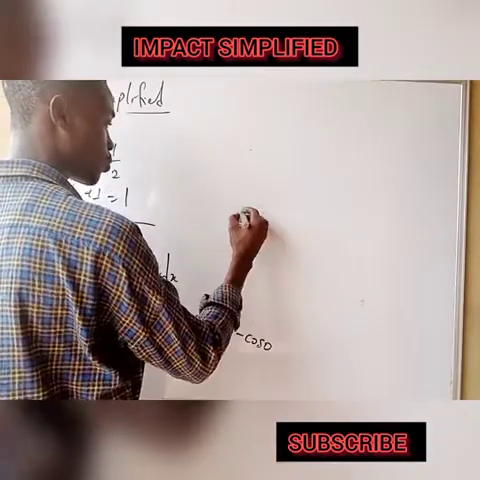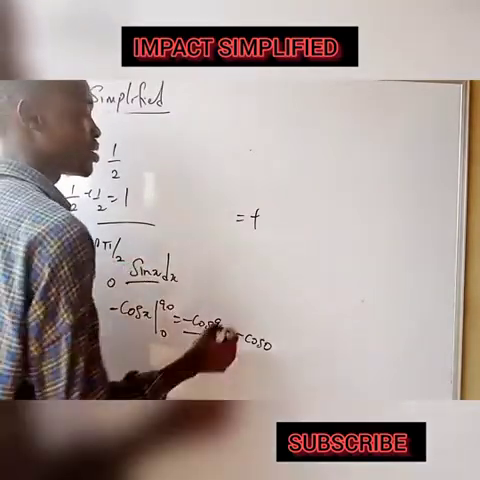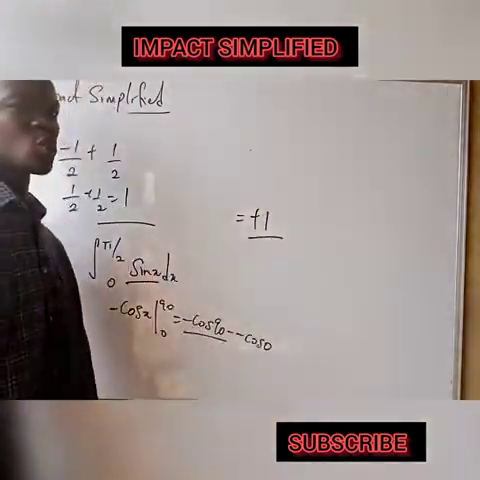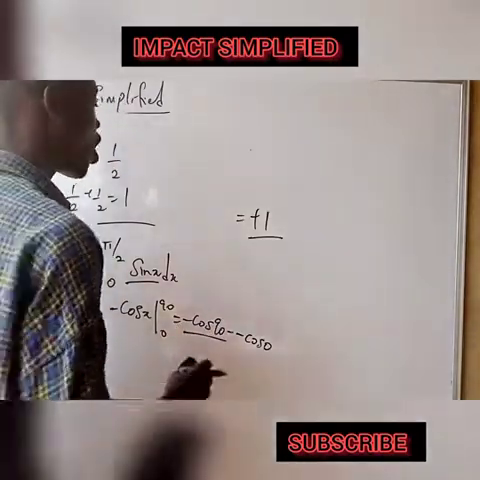And this will give us plus. What is cos 0? Cos 0 is what? Is sine 90. And what is sine 90? We have it as 1. It's simple. And that will bring us to the end of limit.